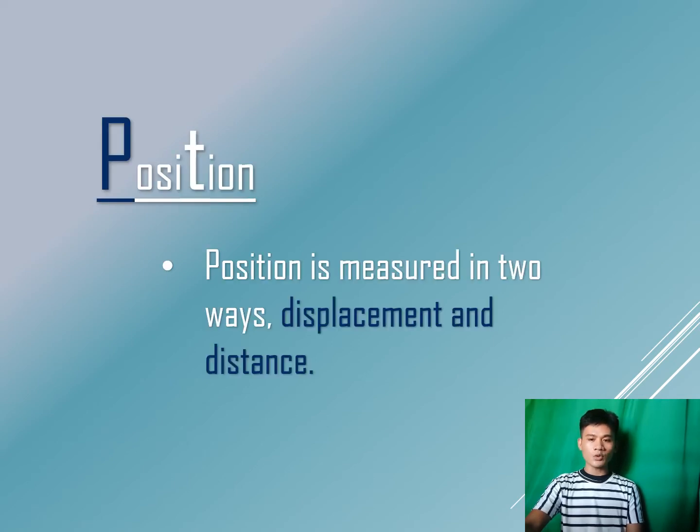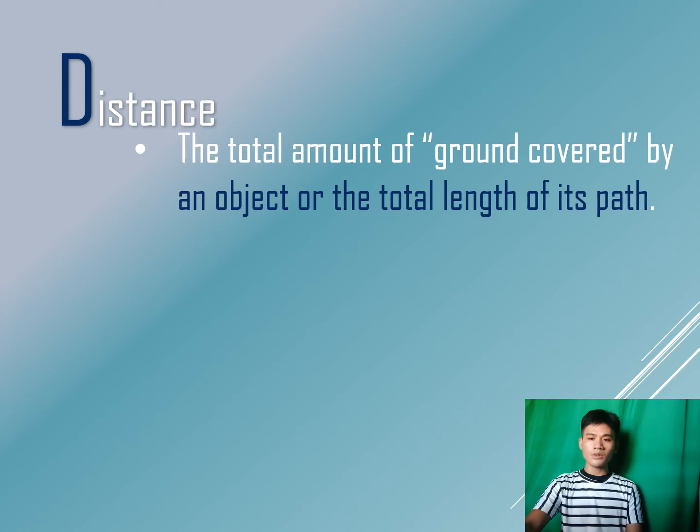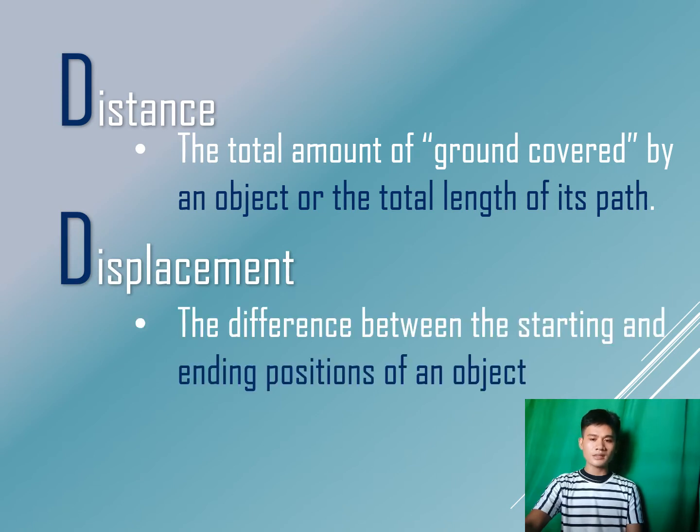Next, we have the term position. Position can be measured in two ways: displacement and distance. Distance is defined as the total amount of ground covered by an object, or the total length of its path, while displacement is defined as the difference between the starting and the ending position of an object.